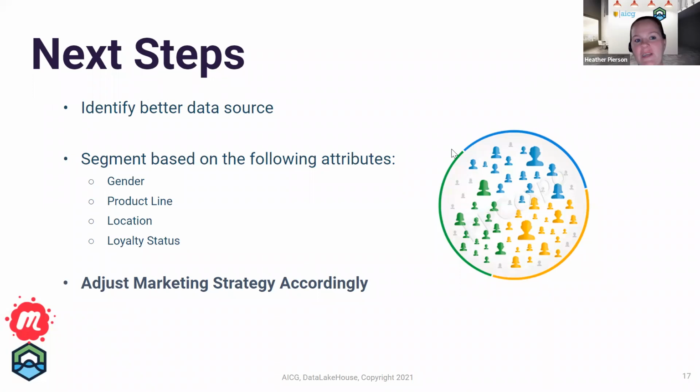As far as next steps go, if you are trying to do any real analysis, you're going to want to find a better data source than we found, because it was all, as you can see, pretty flat and not very robust. If this was a more robust data set, you could segment based on gender, the product line, the location, their loyalty status, which I think was also included, to find all kinds of great insights. And then you would adjust your marketing strategy accordingly.